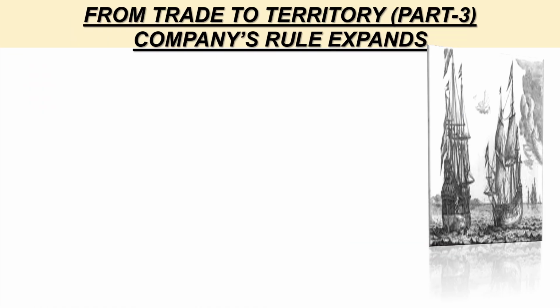From Trade to Territory is the second chapter of NCERT Class 8 History. It's a long chapter, and so I have divided it into 4 parts. Part 3, that is Companies Rule Expands, will help you to understand how after gaining complete control over Bengal, the company embarked upon the policy of territorial expansion.